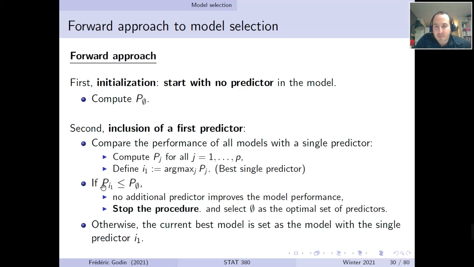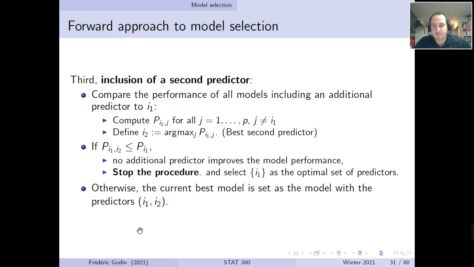Conversely, if P(i1) is greater than P null, it means that adding the predictor i1 improves the performance. So then we will include i1 in the model. Okay, so now the current best model has shifted from no predictors to only the predictor i1. So if P(i1) is greater than P null, we include i1 and then go to the next iteration.